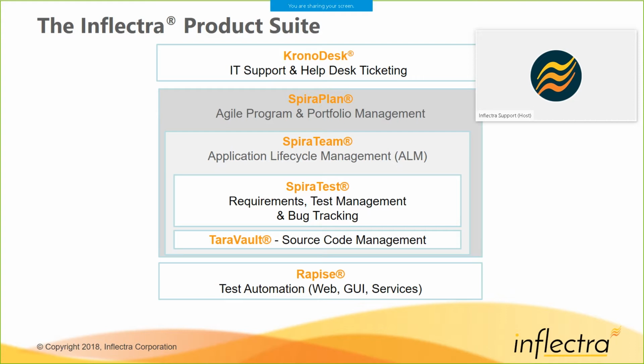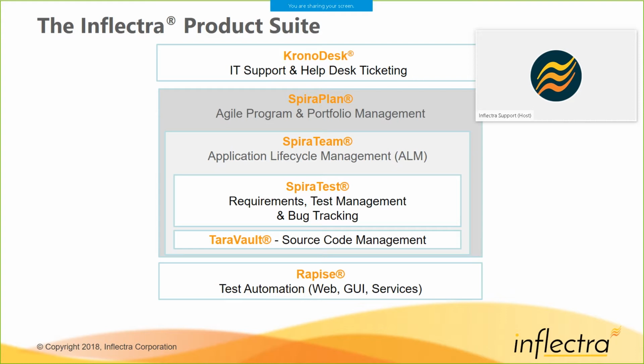This is the Inflectra product suite. And if you look at this, we've made a couple of changes since the previous version. Previously, if you'll remember, SpiraTest was our QA management tool for managing testing and QA projects, and that hasn't changed. SpiraPlan was originally our tool for managing an agile project where there wasn't a testing component. And so SpiraTest and SpiraPlan together were combined to give you SpiraTeam, our application lifecycle management solution.